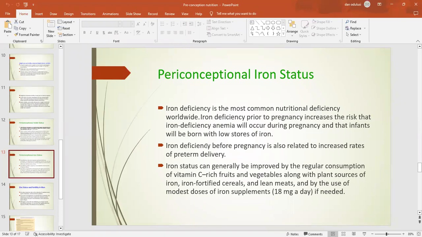The iron status can generally be improved by regular consumption of vitamin C rich fruits and vegetables along with plant sources of iron, iron fortified cereals, lean meats, and by the use of modest doses of iron supplements up to 18 milligrams a day if needed.